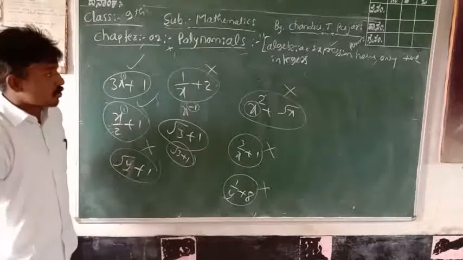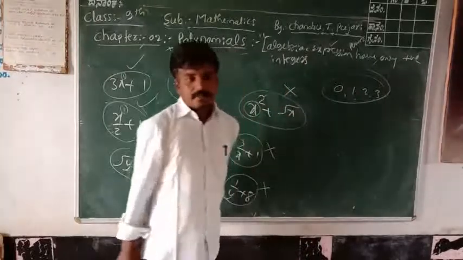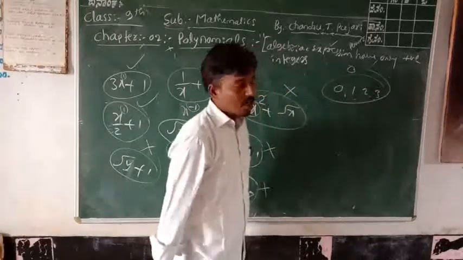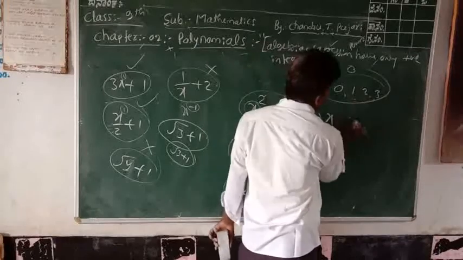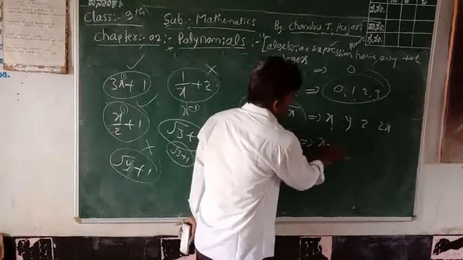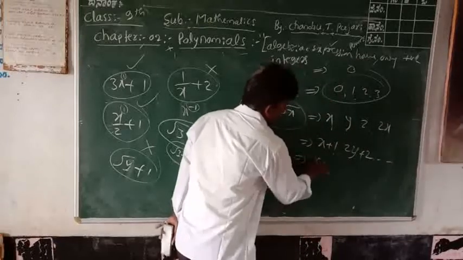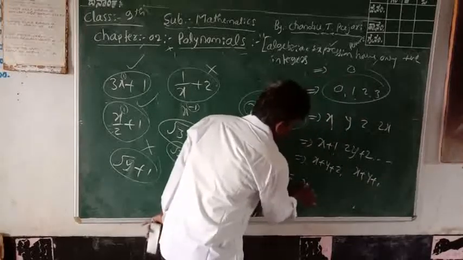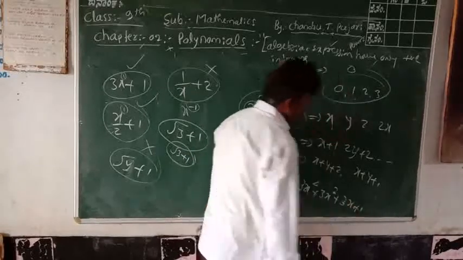Got it? Dear students, 0, 1, 2, 3 are also polynomials, and 0 is also a polynomial. Numbers are polynomials. Next, terms that are English alphabets are also polynomials. The next: x plus 1, 2y plus 2, etc. And three terms: x plus y plus z, or x plus y plus 1. And also 3x raised to 4 plus 3x squared plus 3x plus 1.